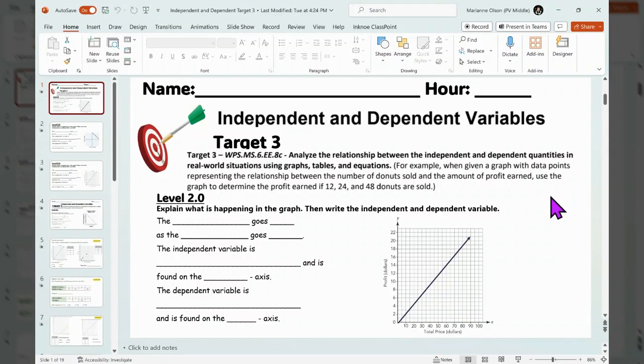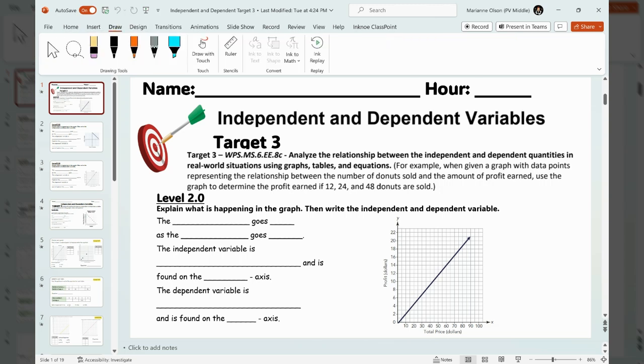All right. We have made it to our third and final target for independent and dependent variables, everyone. Yay. So with this third target, we are combining target 1 and target 2. So you've learned about how to identify independent and dependent variables in a word problem and on graphs and tables.